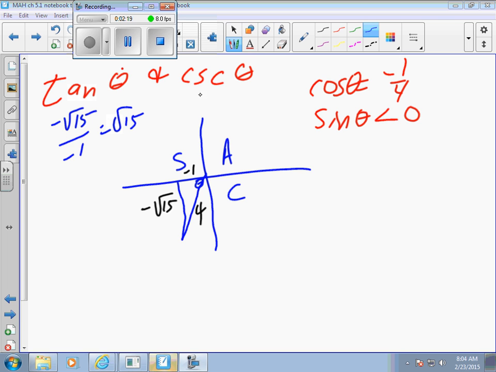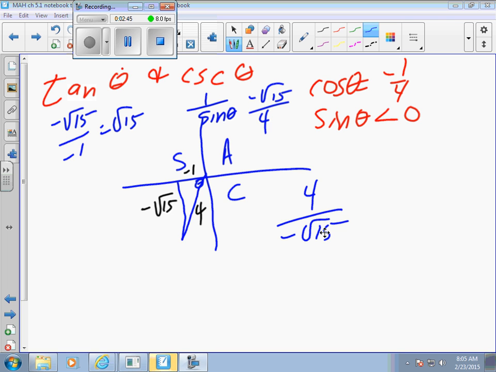The cosecant, I'm not sure what that is, but I know that 1 over the sine, or the reciprocal of the sine, will give me that. So I'm going to find the sine and then do the reciprocal. The sine is the opposite over the hypotenuse, so negative square root of 15 over 4 is the sine. So I'm going to do the reciprocal of that, which gives me 4 over the negative square root of 15.